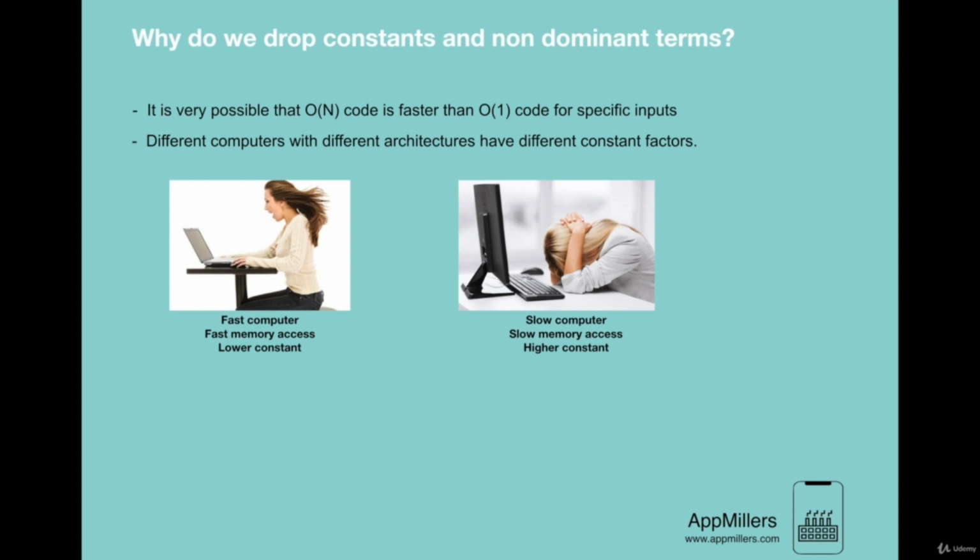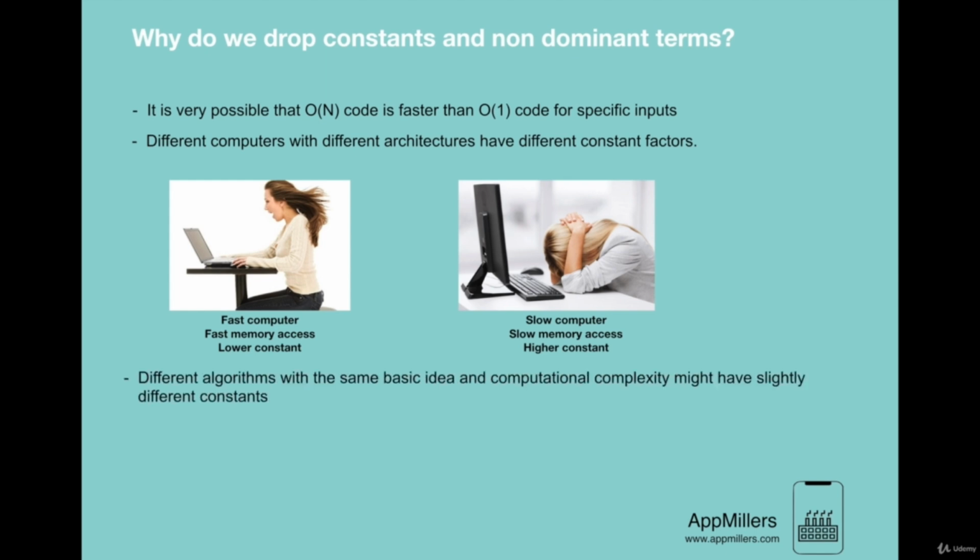Also, slightly different algorithms with the same basic idea and computational complexity might have slightly different constants. For example, for this expression, if multiplication is slower than subtraction, then the first expression will have a lower constant than the second expression, because here subtraction is faster than multiplication. However, we are not interested in such factors, so we will ignore the computational complexity of subtraction and multiplication.